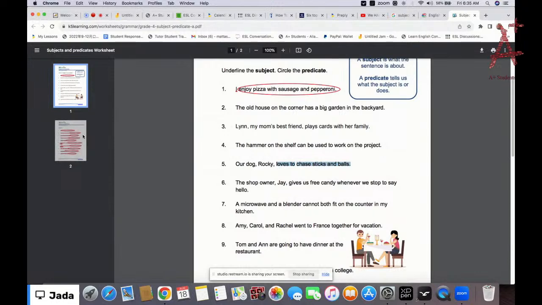So the shop owner would be the subject. Okay, so when you have the shop owner, it's actually the subject. The shop owner gives us free candy whenever we stop to say hello. All right, so the last part is gonna be the predicate. Okay, so that's it.